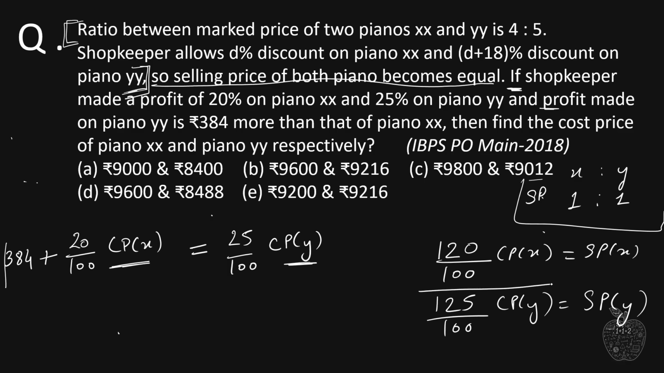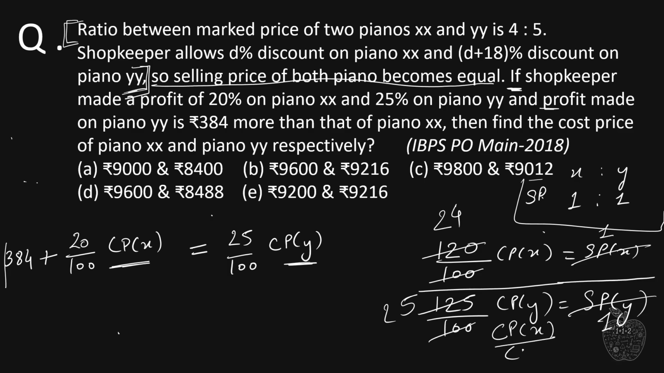And when we divide these two equations, we know that the selling prices of X and Y are in the ratio of 1:1, so we can cancel it out. Now 100 gets cancelled. 5 2s are 24, 5 5s are 25. So the ratio of cost price of X over cost price of Y becomes what? This goes here, this goes here. So we are left with 25 over 24. This is the ratio of the cost prices.